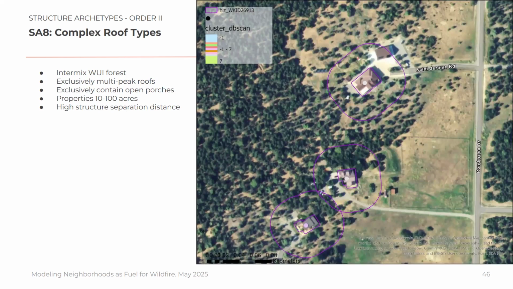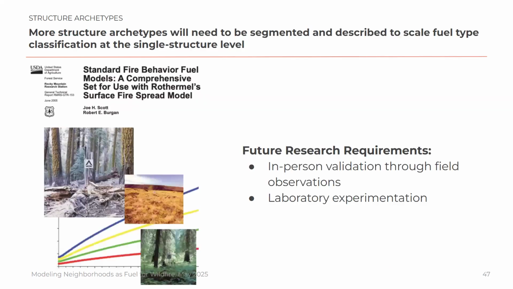And the last structure archetype is complex roof types. It might be difficult to see on your screen, but the building in the upper right has a lot of peaks and valleys, and the valleys of roofs are more likely to collect embers, and collections of embers are more likely to start a fire. So these are the structures that could benefit the most from something like a roof-mounted exterior sprinkler system for home defensibility. Those were the archetypes that we defined.